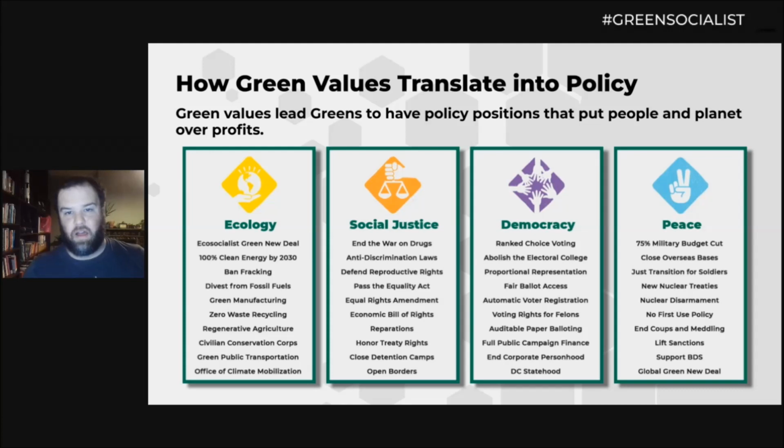On the peace end of the four pillars, starting off with the 75% military budget cut, closing our overseas bases, a just transition for soldiers, to make sure that as we close bases, we're transitioning the troops who are being discharged as we demilitarize into the new green economy, making sure that they have jobs that are providing stability for their families and that are promoting the shift away from fossil fuels and into a new green eco-socialist economy.